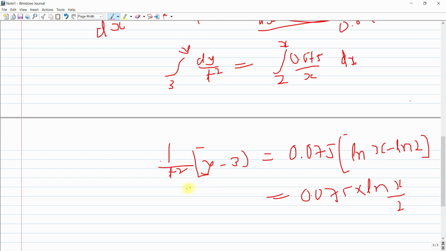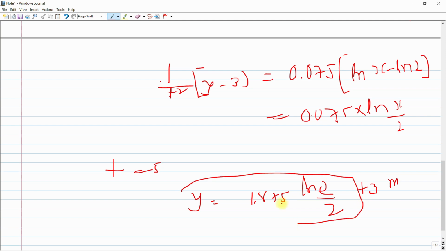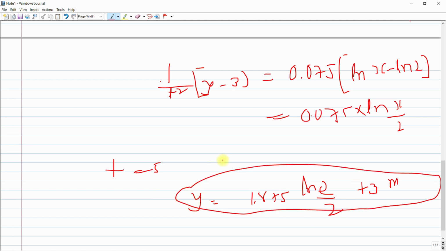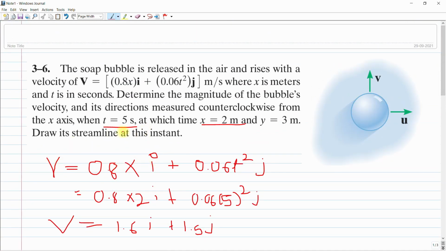If you put in t is equal to 5 seconds, you will get y equal to 1.875 ln of x by 2 plus 3 meter. This is the function between x and y of the bubble streamline at any instant of time.